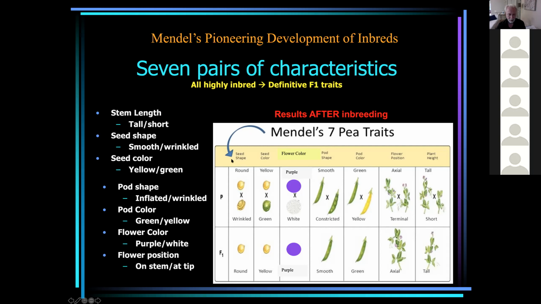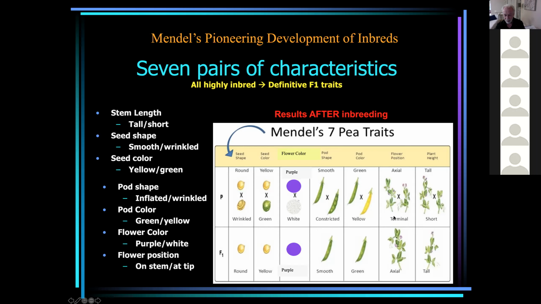So Mendel took true breeding lines, one with round seeds and a true breeding line with wrinkled seeds, and crossed them and looked at the F1, and they were all round. Same thing with seed color, yellow and green, the F1, they're all yellow. With flower color, purple and white, the F1 is all purple. With pod shape, constricted and smooth, turns out smooth shows up in the F1.